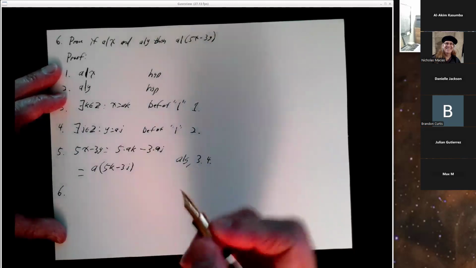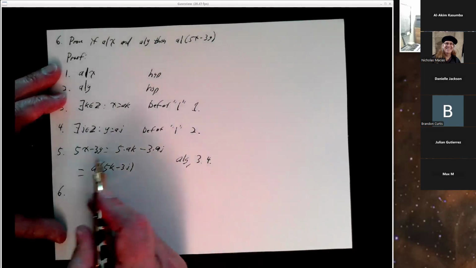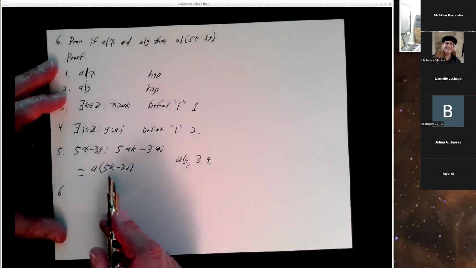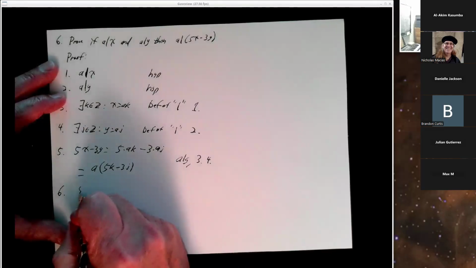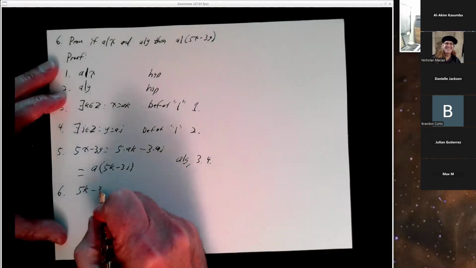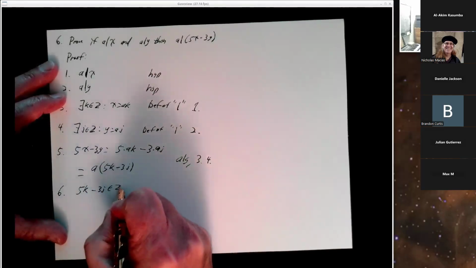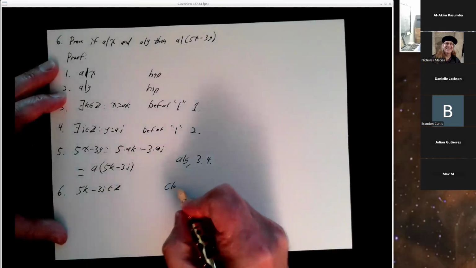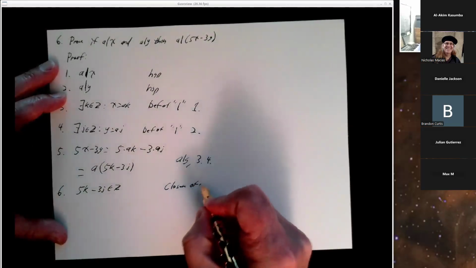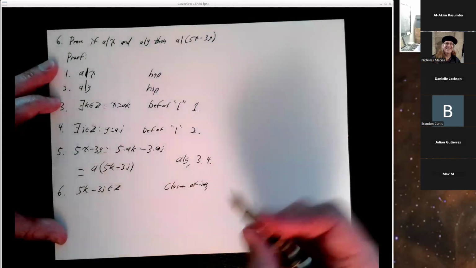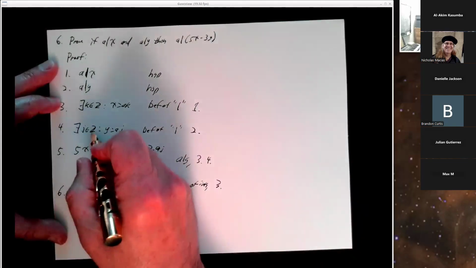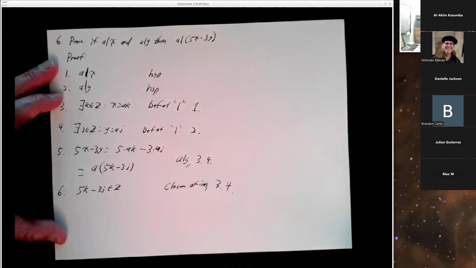And then one more thing to do. We've shown 5x minus 3y equals a times this thing. We've got to know that this thing is an integer. Otherwise, we don't have divisibility. And we can just state 5k minus 3j is an integer. And the reason is closure of ints and the fact that k is an integer and the fact that j is an integer.